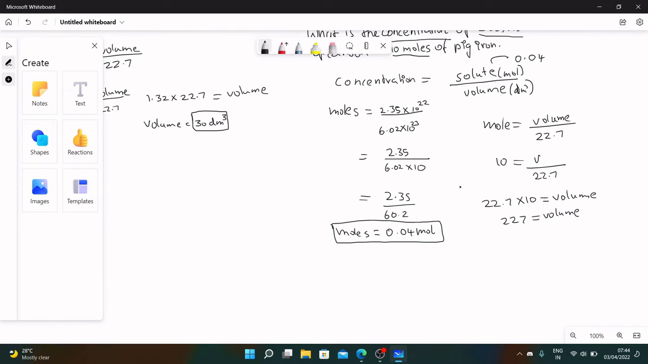Now all we have to do is substitute in the values in the formula. 0.04 by 227. Because our volume is in dm cube, we got a value in dm cube. Our solute needs to be in moles. We have a value in moles, so we can just do the division, which will give you a concentration. Let's just say it's very dilute. The value is 0.00018 moles per dm cube.